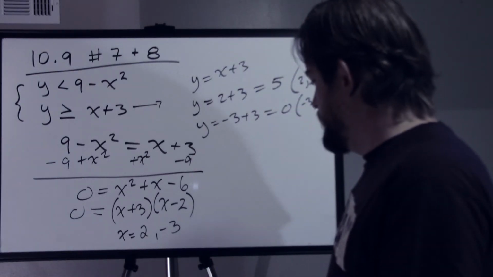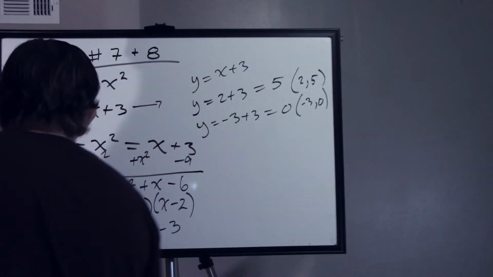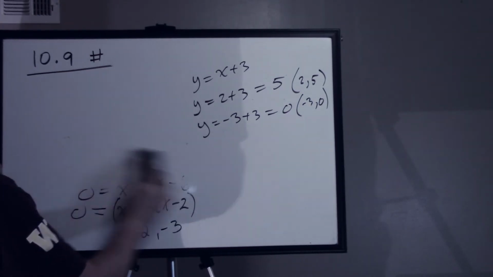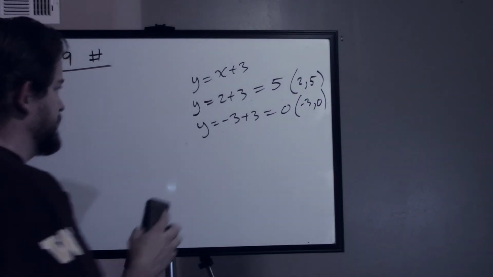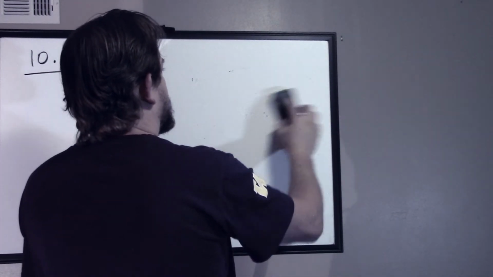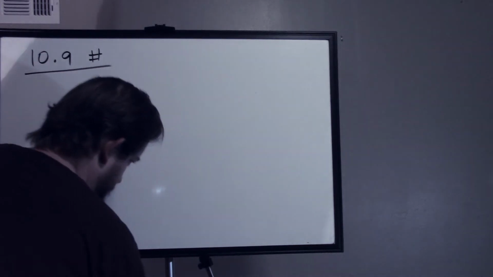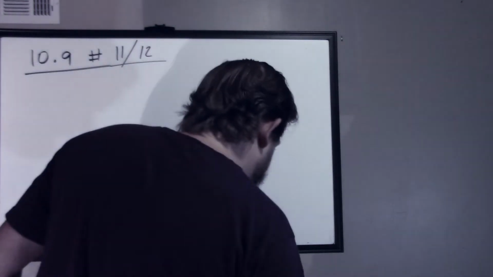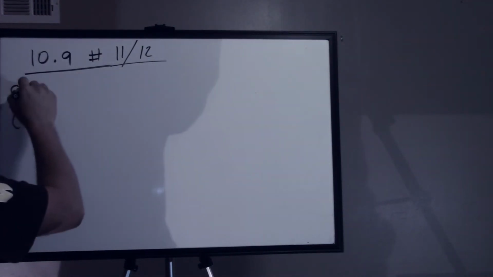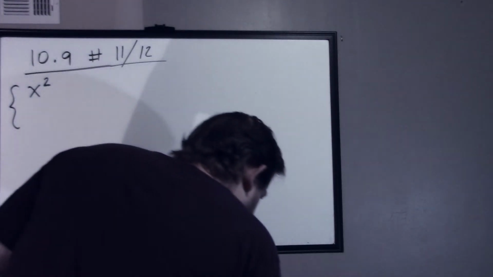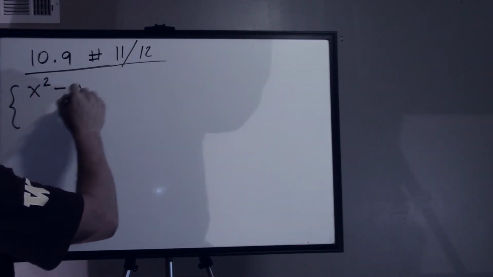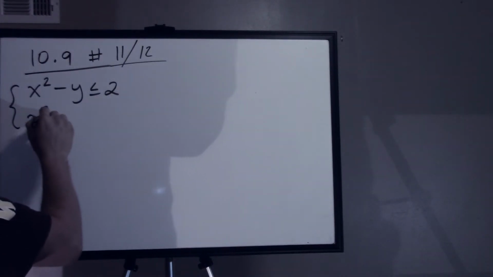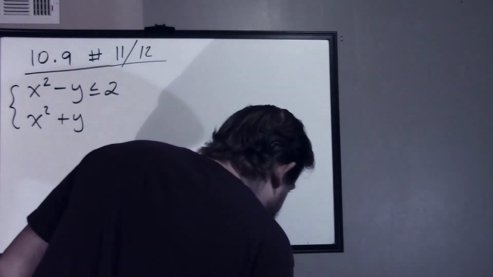Let's take a look at number 11 and 12. Which is very similar. Well, similar question, at least. We have a system here, x squared minus y is less than or equal to 2, and x squared plus y is less than 6.